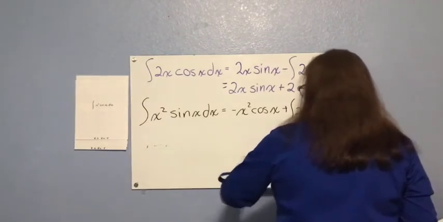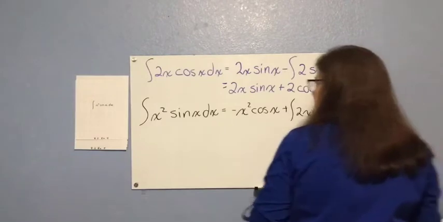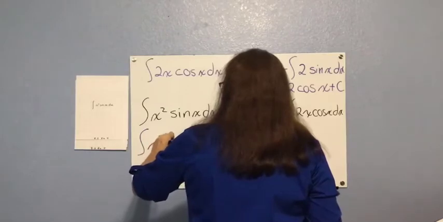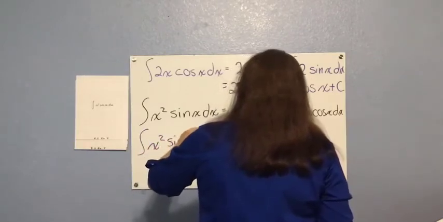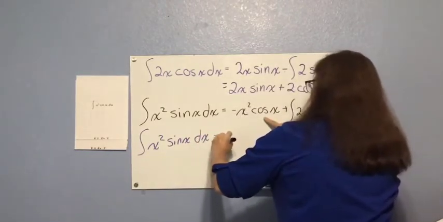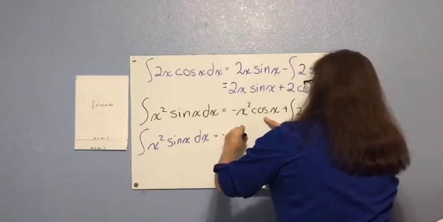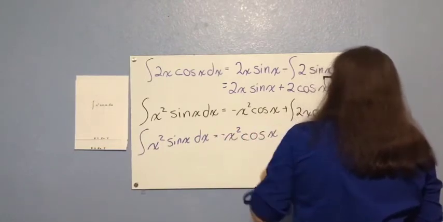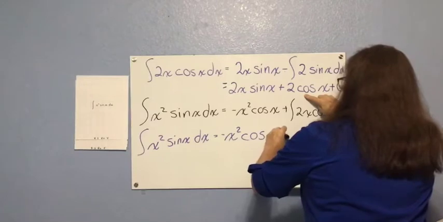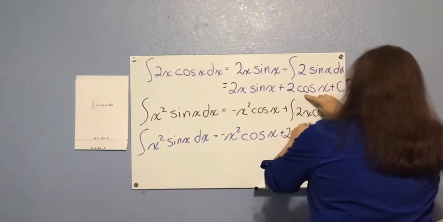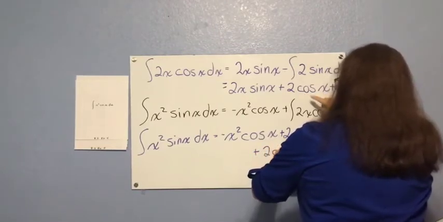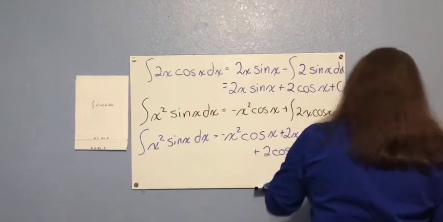Okay, now we're going to combine those two results and write it all as one. So here was our original integral, x squared sine x dx equals, we're going to take this part from the first integration by parts, negative x squared cosine x, and then we're going to combine it with this part, plus 2x sine x plus 2 cosine x plus c.